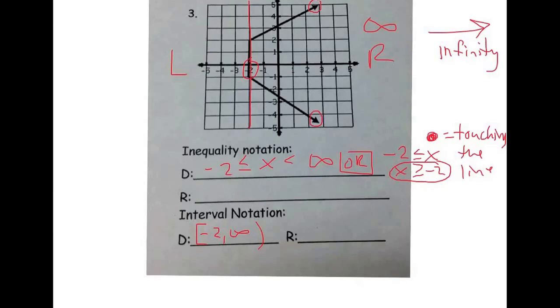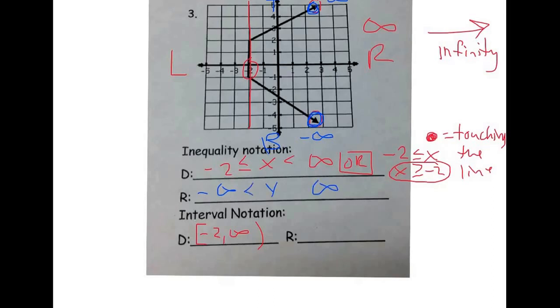Right? Now we're going to do bottom to top. This arrow indicates that it also goes forever down, which would be negative infinity. And it indicates that it goes forever up, which would be positive infinity. So that's negative infinity to positive infinity, y in the middle. Can't get to either one of those, so you have to use less thans. Parentheses on both sides, negative infinity to positive infinity.